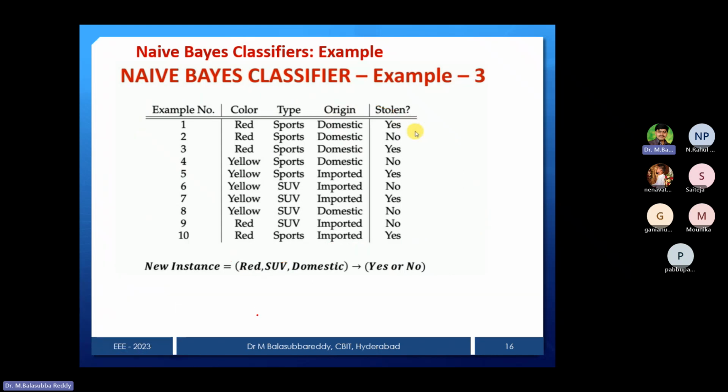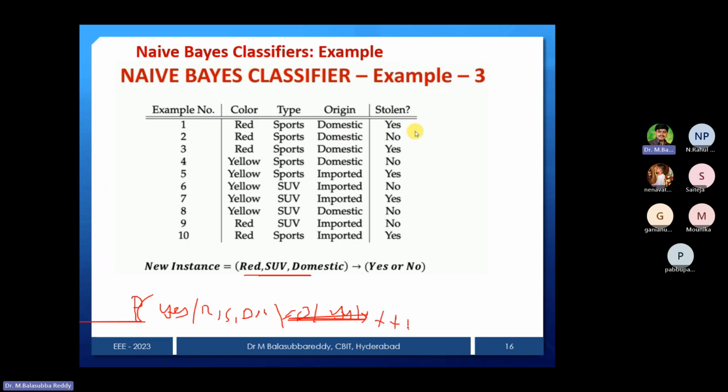Now, if possible, all of you can try it. What you will do is, first, the formulas are as usual. What is the probability of getting yes, with these instances: red car, SUV car, and domestic type? What is the formula now? P of S, you can write, multiplied by P of red given S, SUV given S, domestic given S.